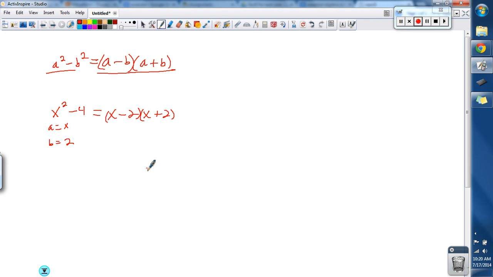Okay, let's look at another difference of two squares. Let's have 9x squared minus 4y squared. So we've got two different variables in this one. So you have to really try hard to find out what your a and your b are. So in this case, the a is going to be, sorry, not 9x. It's going to be 3x. And then b is going to be 2y.